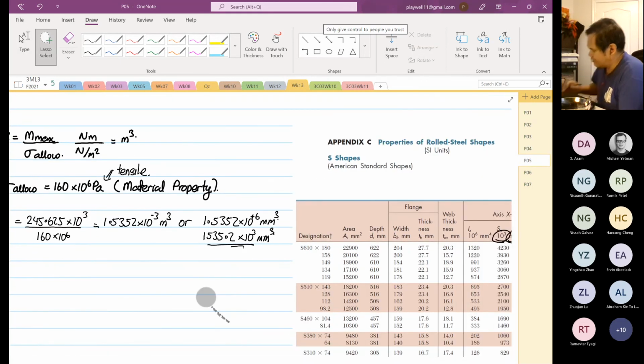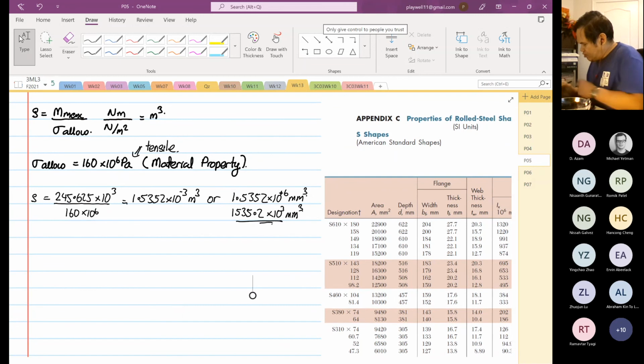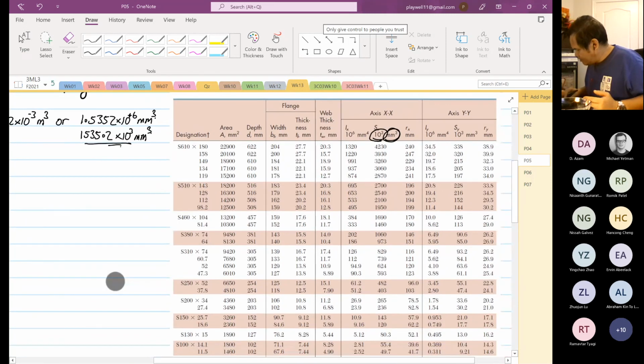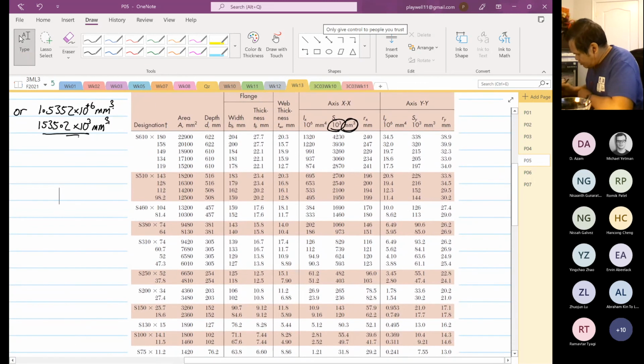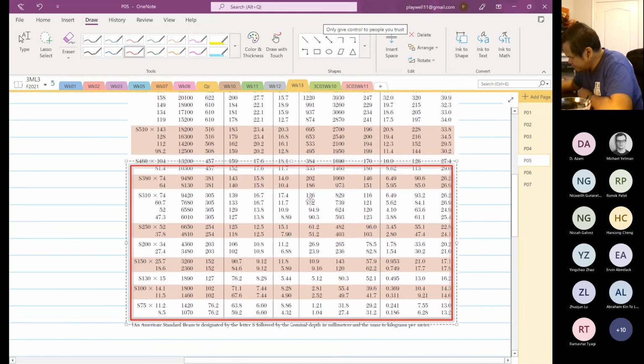So from here, I want to teach you how to select the beam. Okay, so we know that this has to be 1535. Anything greater than 1535 is good. So we go to the table. Okay, so anywhere from here onwards, these are all no good. Looking at the S value, anything that's lesser than 1535, so over here, anything below is no good. You cannot use them. Anything below down here, you cannot use them.